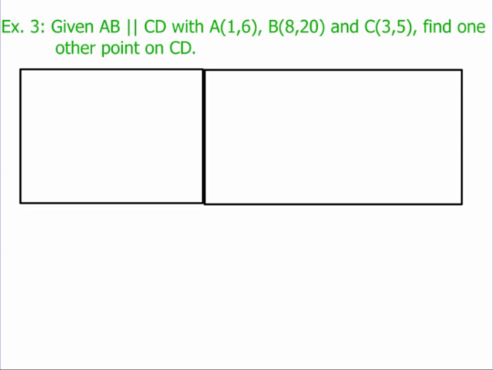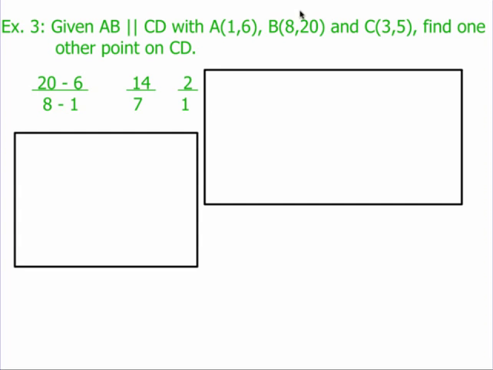It says, given AB parallel to CD, with A at (1, 6), B at (8, 20), and C at (3, 5), find one other point on CD. There are multiple answers to this problem, but I'm just going to give you one of them. If we don't even know what D is, there's no way of finding the slope of CD. But we know that the slope of CD is going to be the same as the slope of AB because AB and CD are parallel. So let's find the slope of AB.